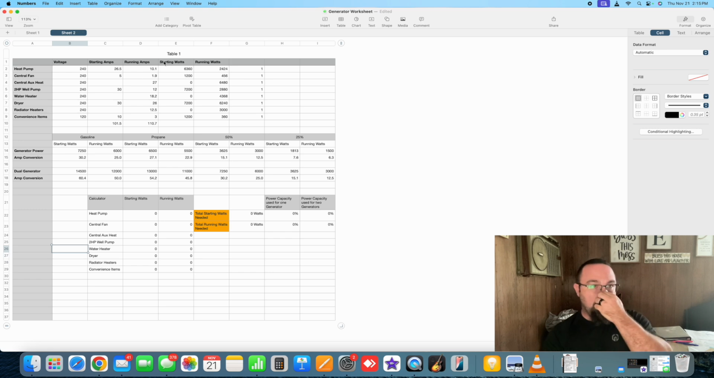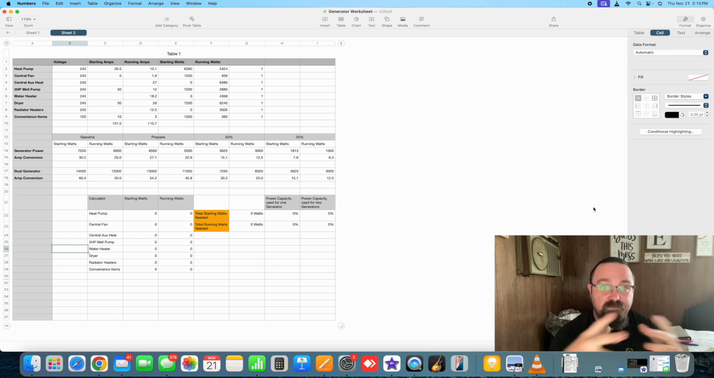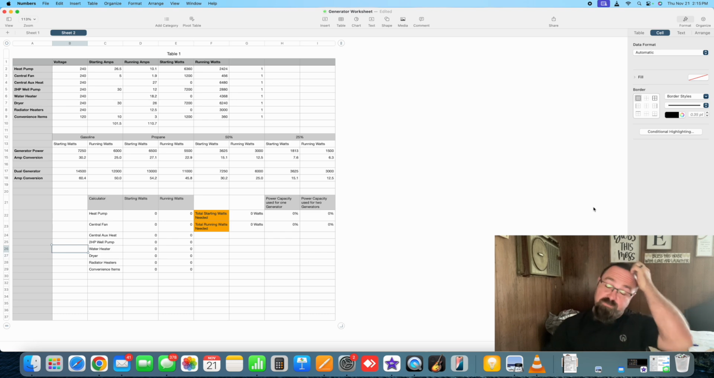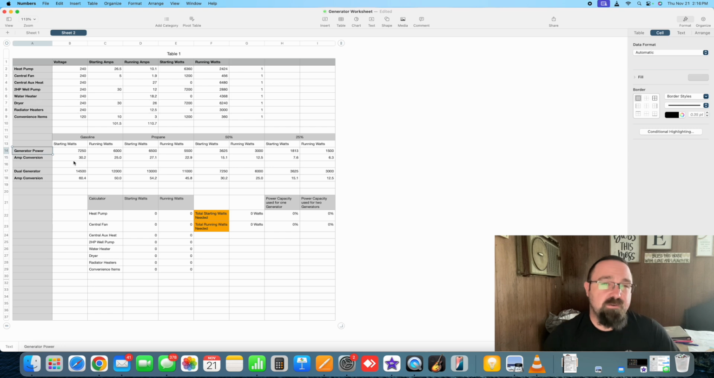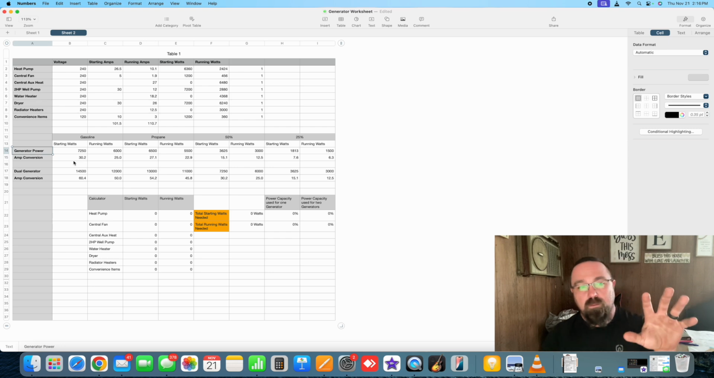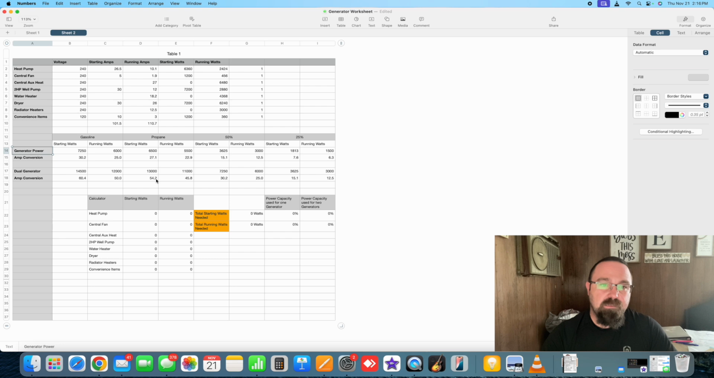So, on to my next sheet that we've got here. It's going to let you know exactly what size generator that you're going to need, or if your current generator is going to fit the bill. And you can change these depending on which generator you choose. You put these numbers in, it'll break it all down for you, and then over here it will tell you whether or not you're outrunning your generator capacity.